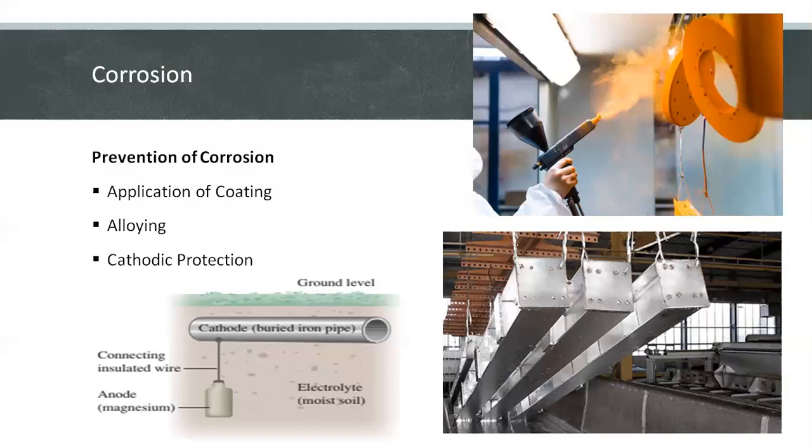Ship's hulls are protected in a similar way by attaching bars of titanium metal to the steel hull. In salt water, the titanium acts as the anode and is oxidized instead of the steel hull, the cathode.